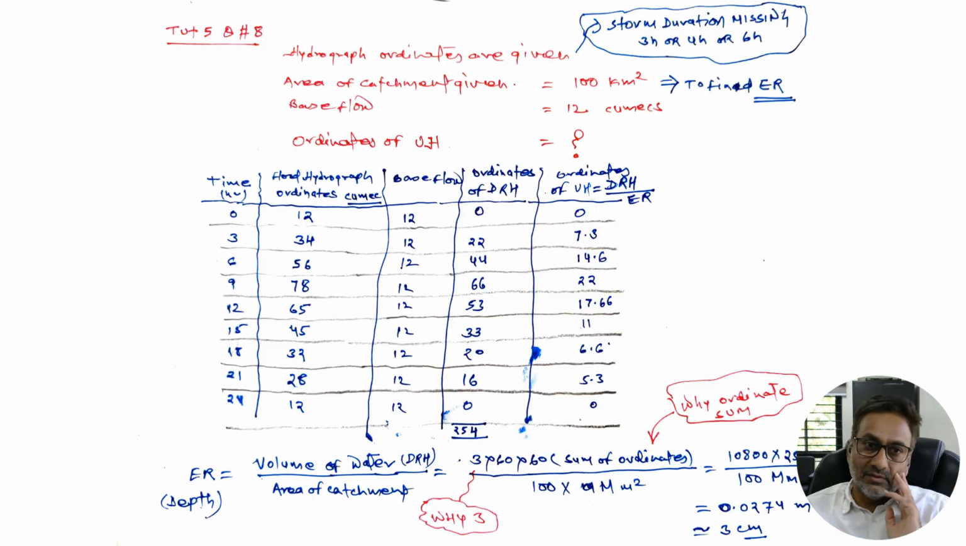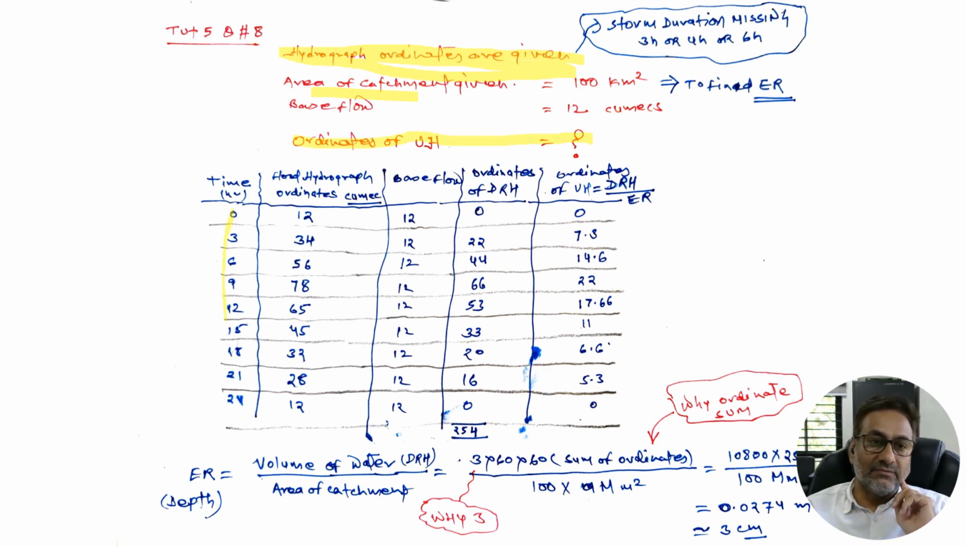Similarly, the problem could be like this: hydrograph coordinates are given to you. All in red ink is the second problem. We are looking here at the second problem. The area of the catchment is given to you, that is 100 square kilometer. Base flow is 12 cubic meters per second. Base flow is given, and the ordinates of the unit hydrograph are asked.